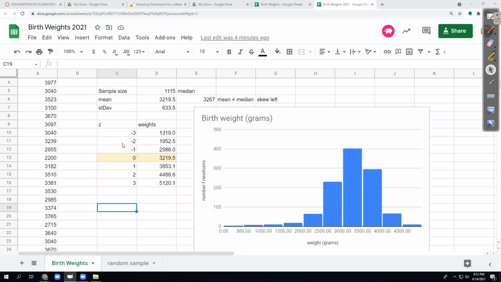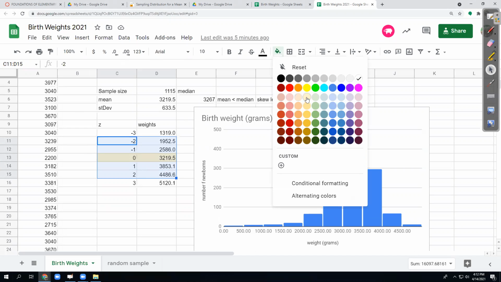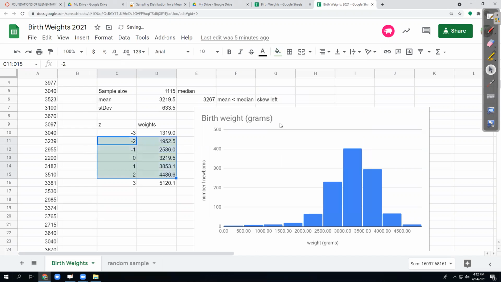So here I want to count, so I'm going to highlight this group. I think I'll highlight in green there. And then I'll make my mean bold again. So anyone with a birth weight of just at or above 1,952 up to a birth weight of 4,486.